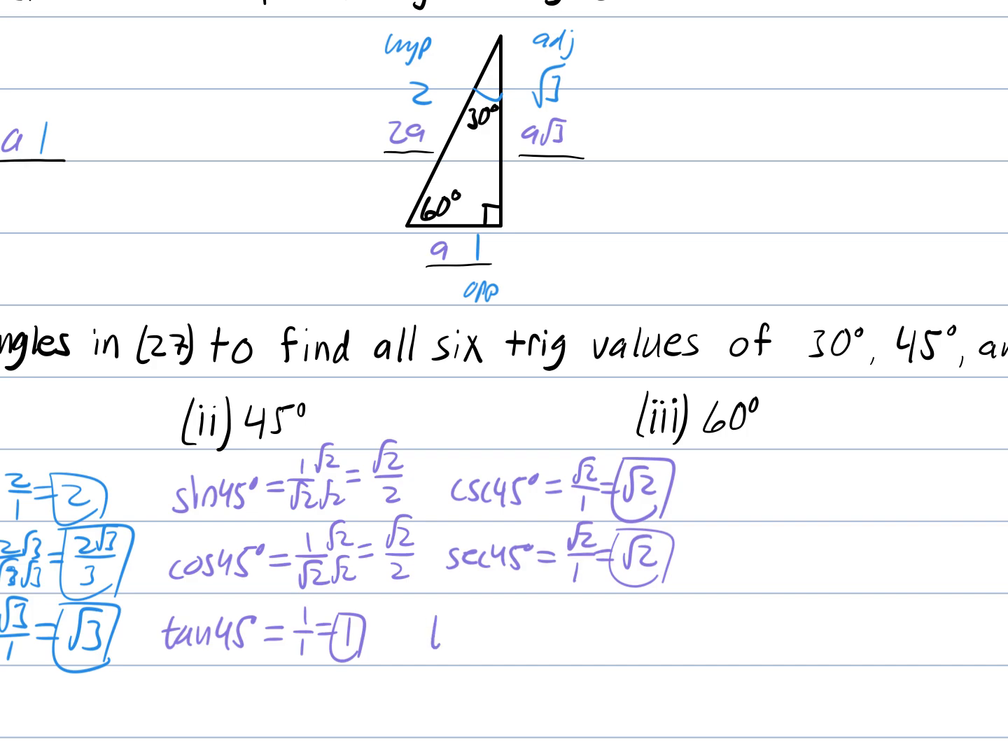All right, for cotangent, that's going to be the reciprocal of 1 over 1, which is also just 1.